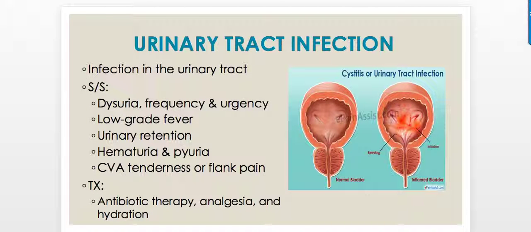Next is urinary tract infection, and this occurs in 2 to 4% of postpartum women. The risk factors include urinary catheterization, frequent pelvic examinations, regional anesthesia, which includes epidural and spinal, genital tract injury, history of UTI, and cesarean birth. And the signs and symptoms include dysuria, frequency and urgency, low-grade fever, urinary retention, hematuria, pyuria, which is a condition of urine containing white blood cells or pus, and costovertebral angle tenderness or flank pain.